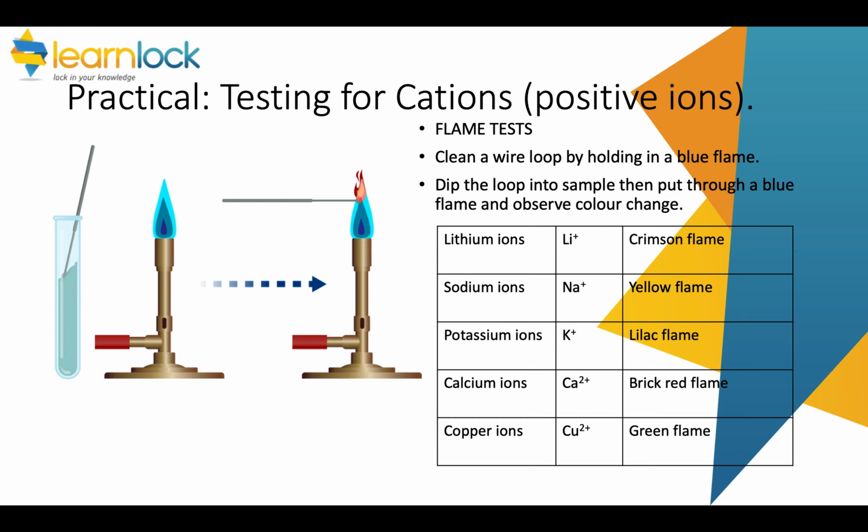So these colour changes you need to know for the different cations. Lithium ions would give a crimson flame, sodium would give a yellow flame, potassium a lilac flame, calcium a brick red flame, and copper a green flame.